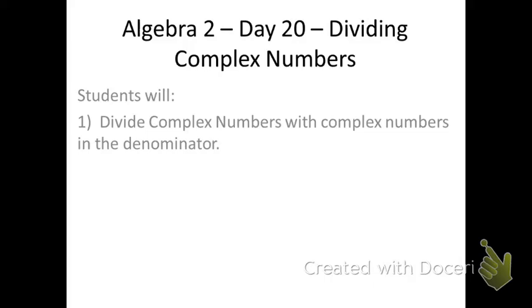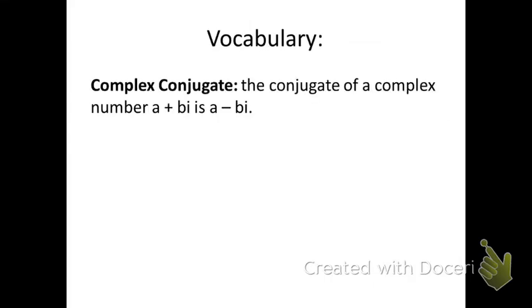This is a lesson for Algebra 2, Day 20, dividing complex numbers. The objective for this lesson is students will divide complex numbers with complex numbers in the denominator. The vocabulary you should know is a complex conjugate. The conjugate of a complex number a plus bi is a minus bi.